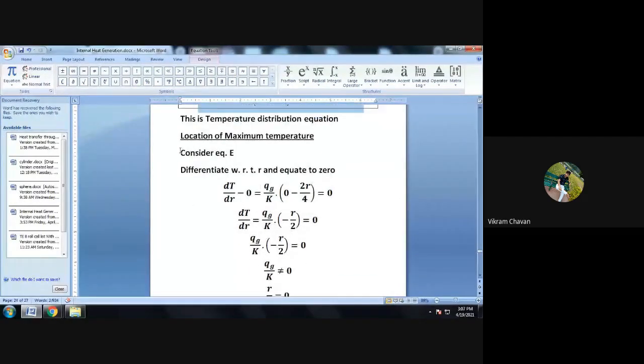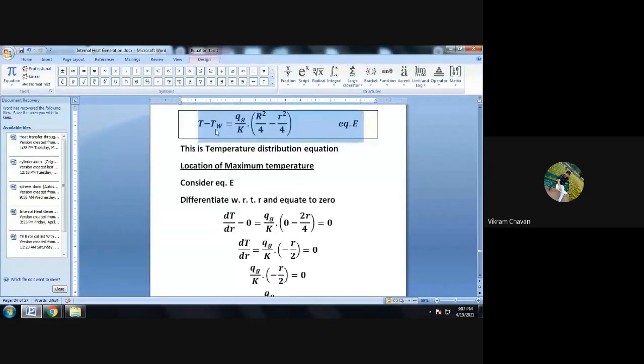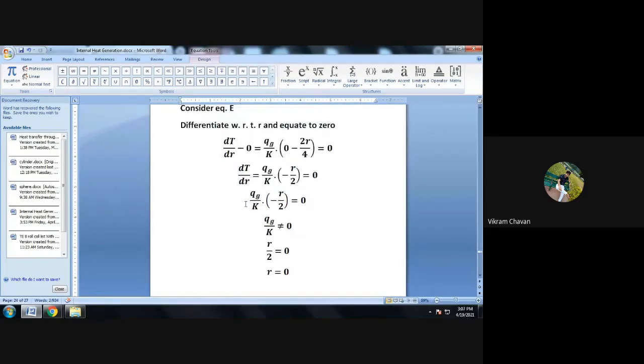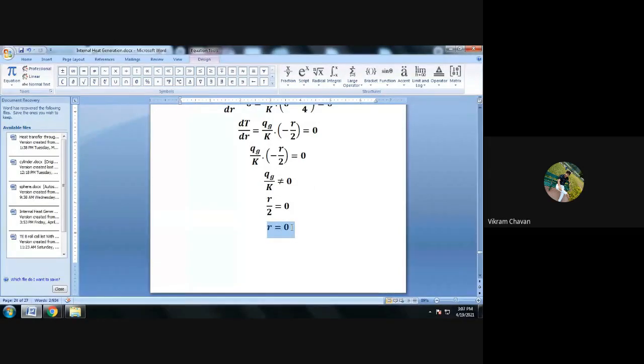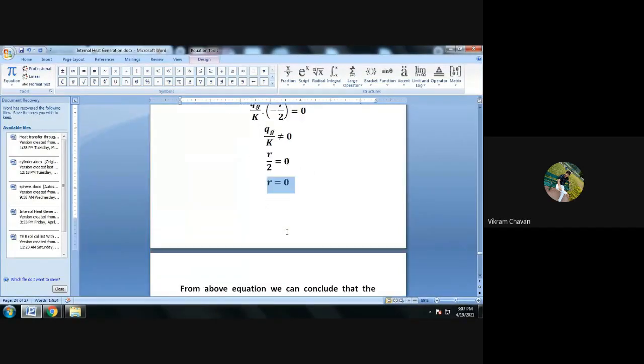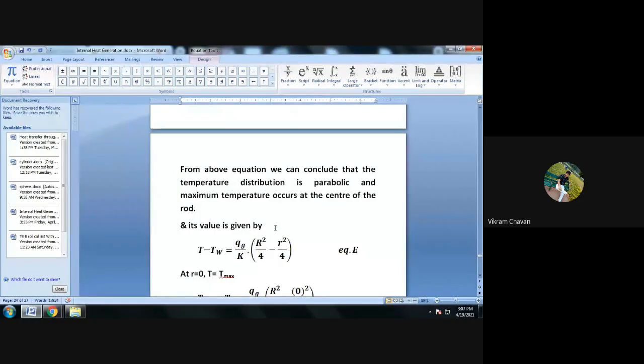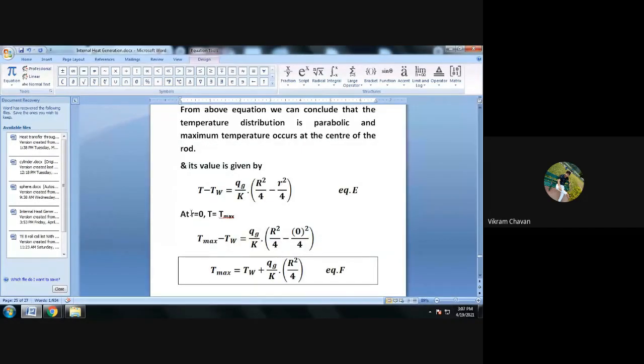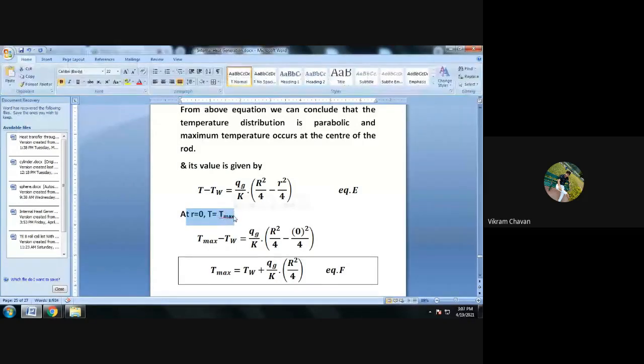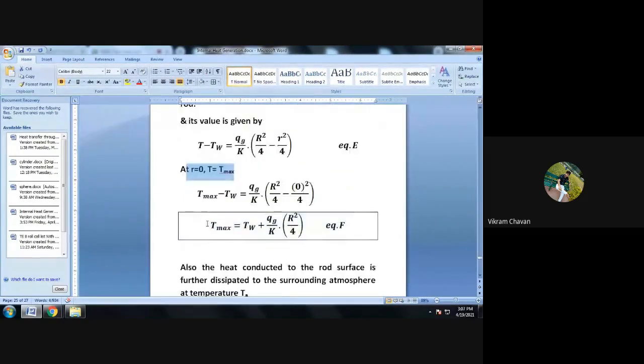So how are we doing this particular point, the location of maximum temperature? We are differentiating this temperature distribution equation with respect to r and equating it to 0. So we will get the maximum temperature at r equal to 0, that is nothing but at the center. Then what will be the value of that maximum temperature? Whatever location we get, we put that location in the temperature distribution equation. So here we can say that at r equal to 0, T is equal to T max. By putting that, we will get the maximum temperature.